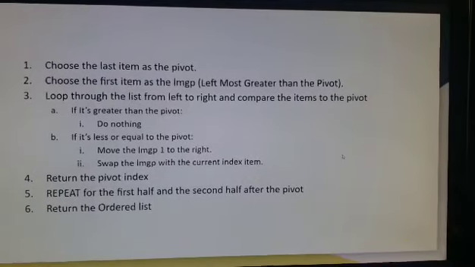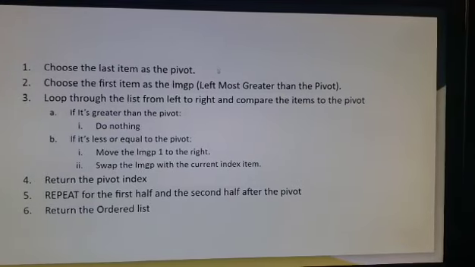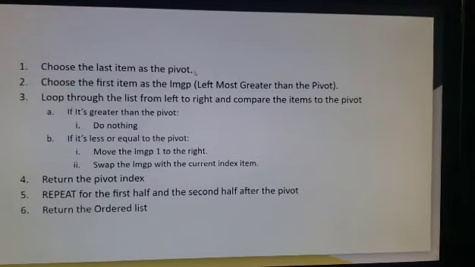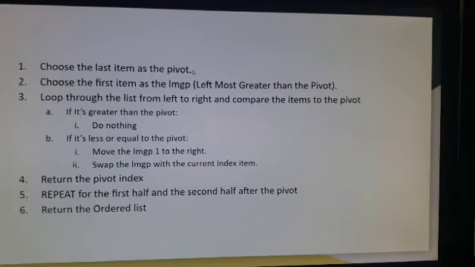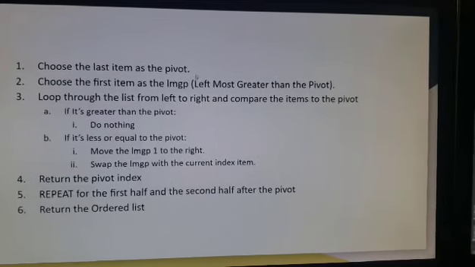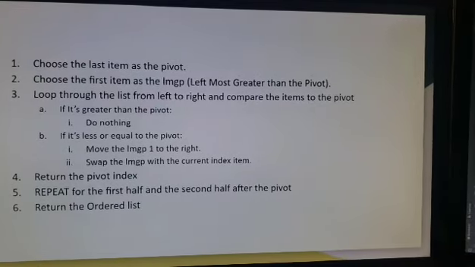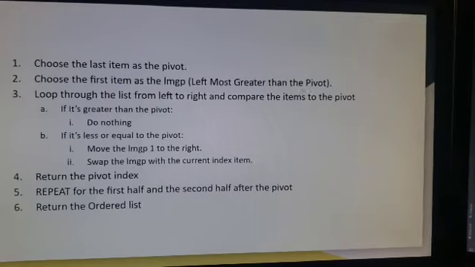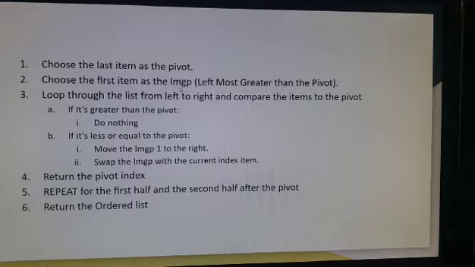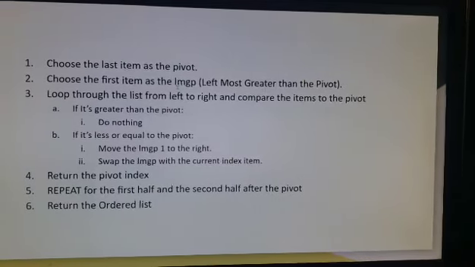And here is an explanation of how the algorithm works. We first choose the last item as the pivot. This is going to be the item that is going to split the list at the end. And then we're going to choose the first item as the LMGP, which means leftmost greater than the pivot. This is how we're going to know which one is going to be greater than the pivot.